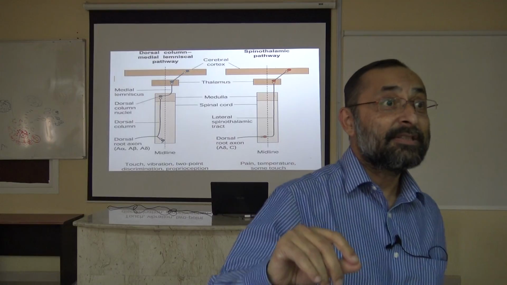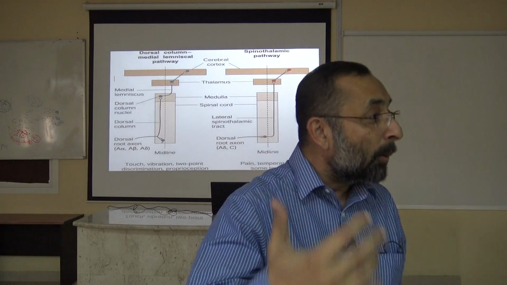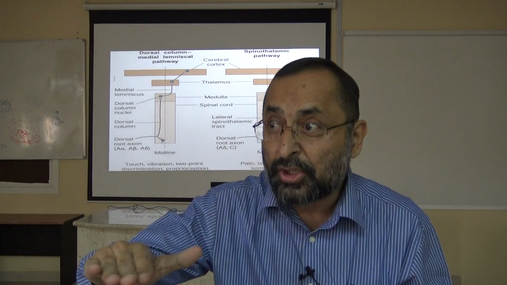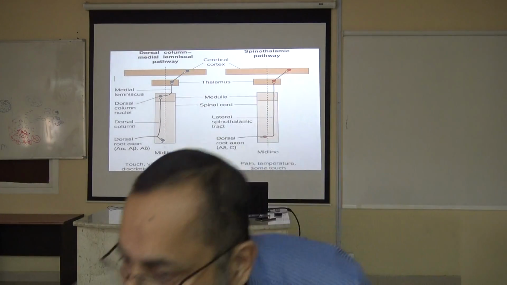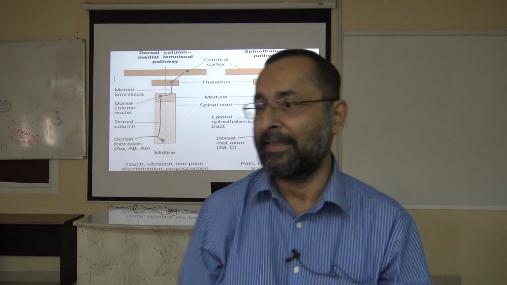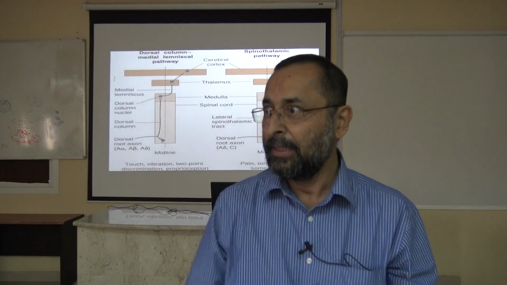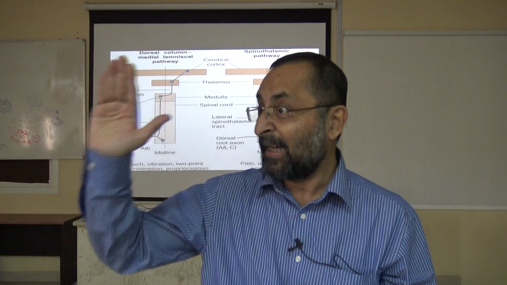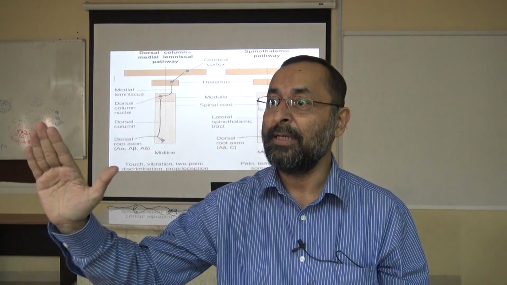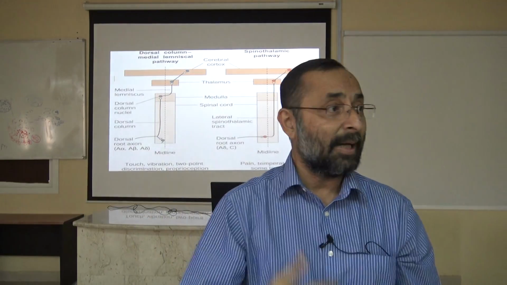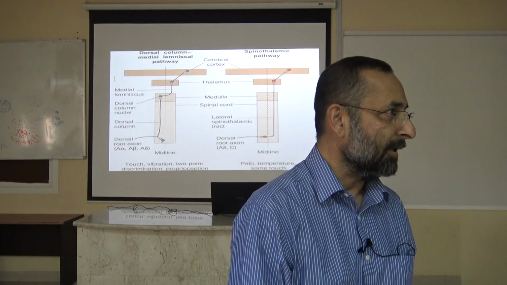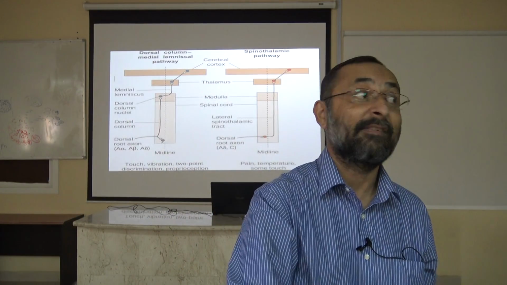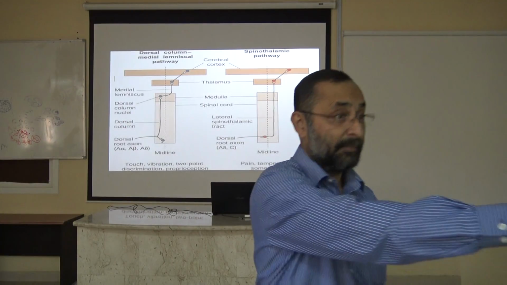Vibration means something which is repeated very quickly, rapid alternate touch, touching and detaching like this. So it's going at very high speed, and you feel that. This touch and detach, touch and detach, touch and detach. This sensation is called vibration, rapid alternate touch. This is also traveling in the dorsal column.